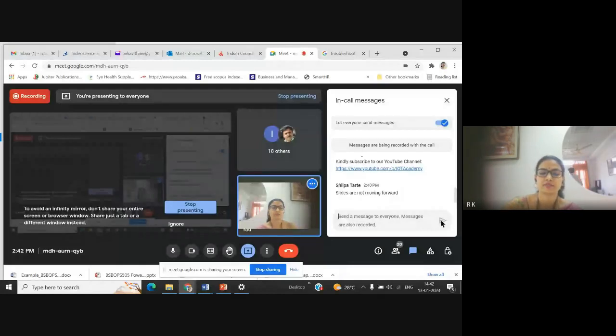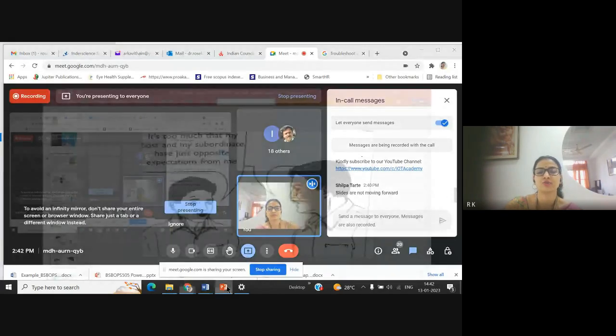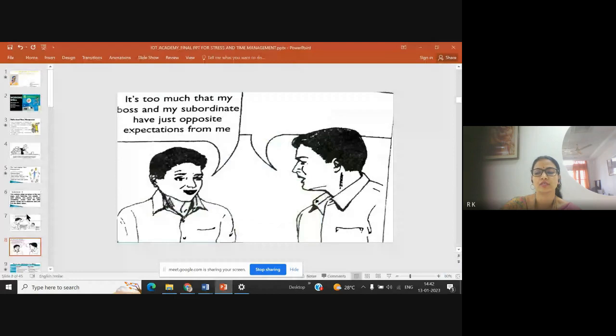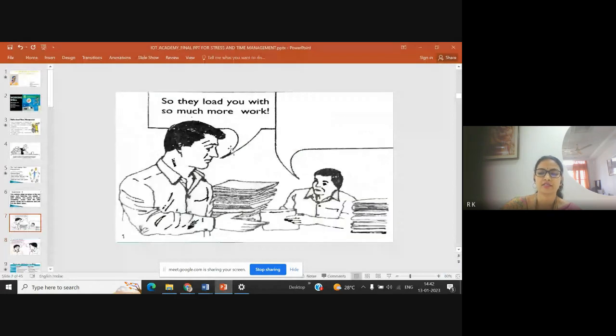In the first picture, they say that so they load you with so much work. The other person says, yes, it is too much workload. What to do? I have a lot of things to go ahead with, and probably inspection is coming. All the files need to be done. So he goes on and on. This is one of the communications expressed by this person.